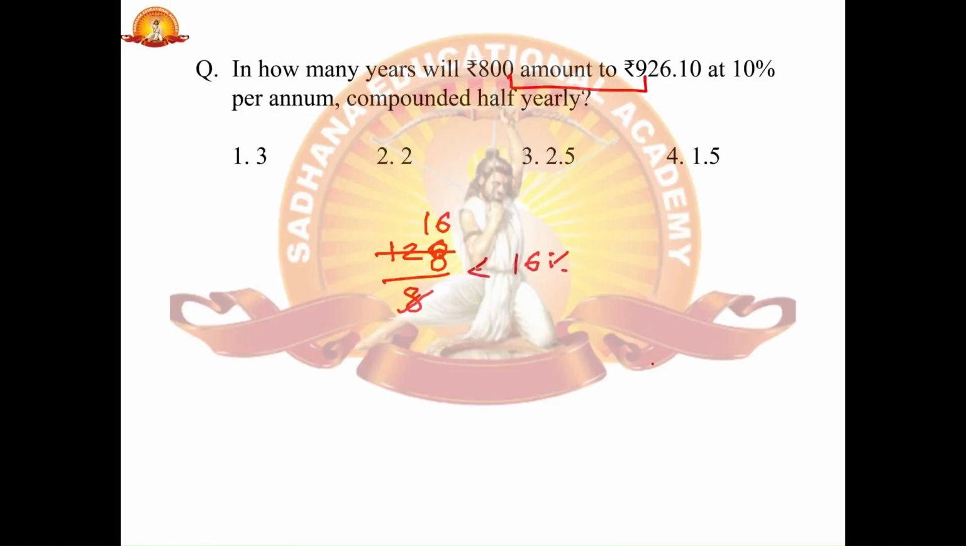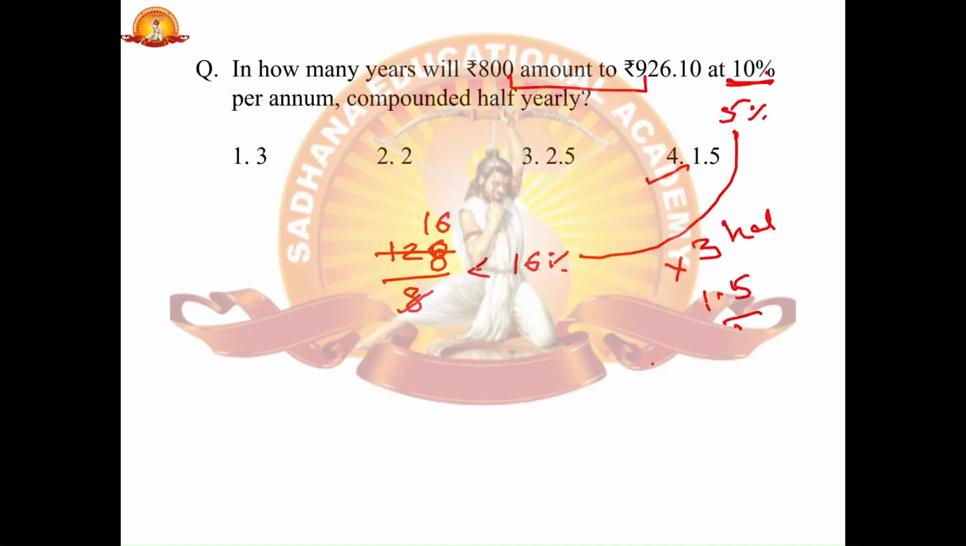So for every half year I will get 5%. Full year 10%. Half year 5%. So to get 16%, approximately how many half years I have to wait? 3 half years. 3 half years means 1.5 year is the answer. So like this, you have to solve this kind of problem based on approximation.